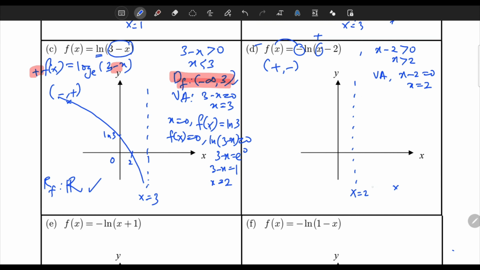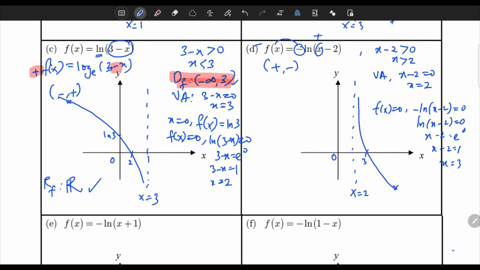So we know that the graph cannot cut the vertical asymptote. So the graph will be something like this. So it only has one intercept, which is the x-intercept. So let's find it. When we have f(x) to be 0, so negative ln of (x minus 2) equals 0. So ln of (x minus 2) equals 0. So x minus 2 equals e to the power 0. So x minus 2 equals 1. So x is 3. So this is your 3.